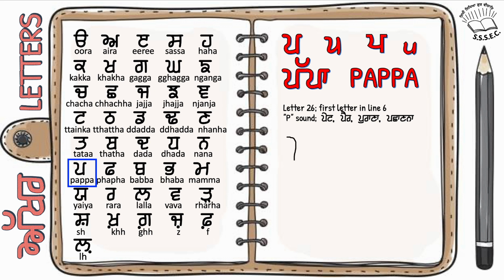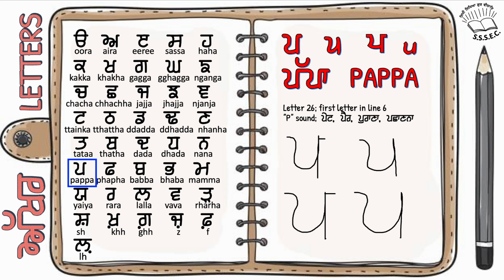So one more time, let's write papa. And papa is exactly how you write the number 5 in Punjabi as well. And 5 is panj in Punjabi. So that's quite easy to remember.